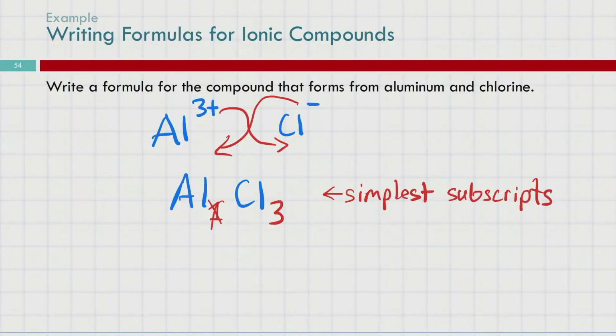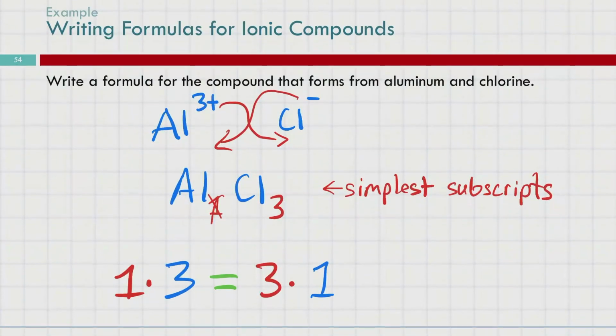And then what we can do to check that the charges balance out, we take the subscript times the charge and see if that equals the subscript, that 3, times the charge on chlorine. 3 times 1 equals 3 times 1. We did it. If you want to include the positive negative, you can do that. Questions?